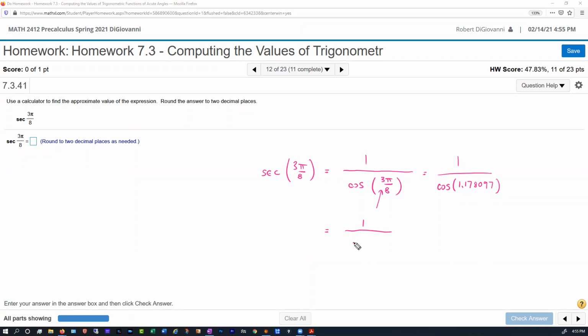So I get 1 over 0.989176. And now I'm going to do that on my calculator. So 1 divided by that answer. And I get about 1.0109. And it's rounding to 2 decimal places. So I'm looking at the 1 here. To the right is a 0, so I'm just going to leave it. So 1.01.